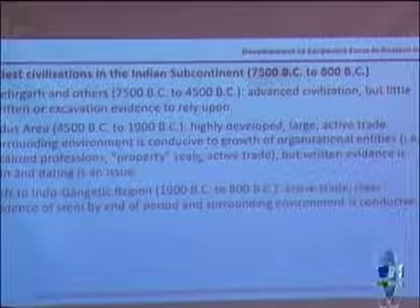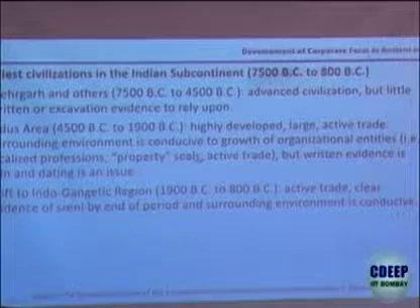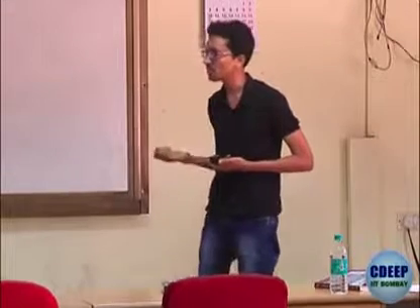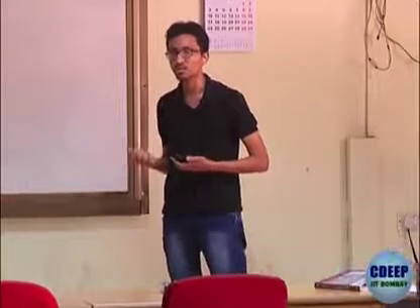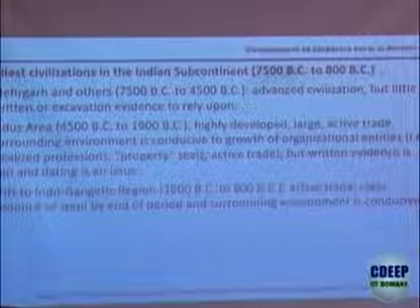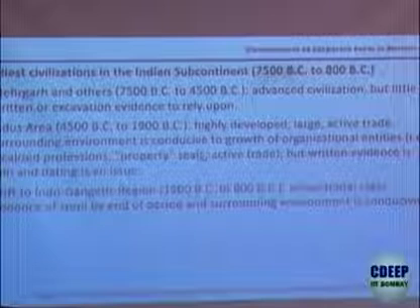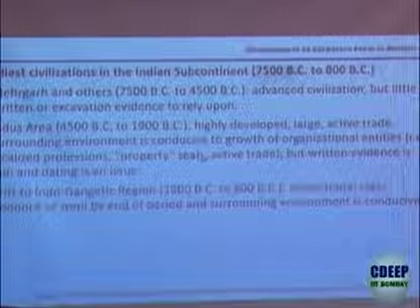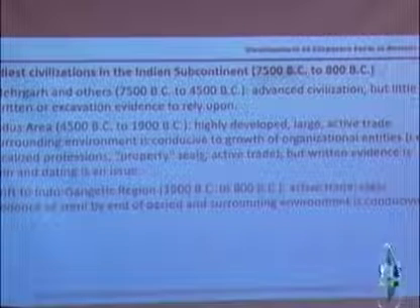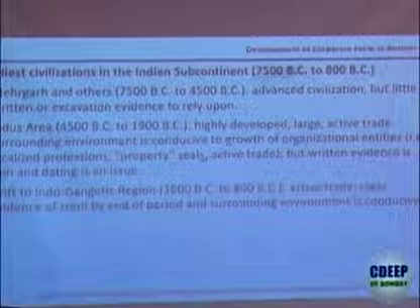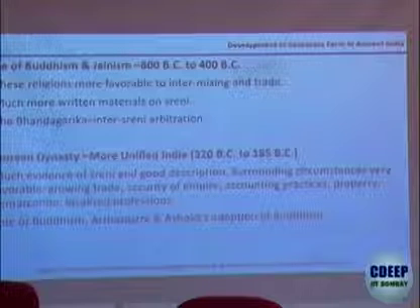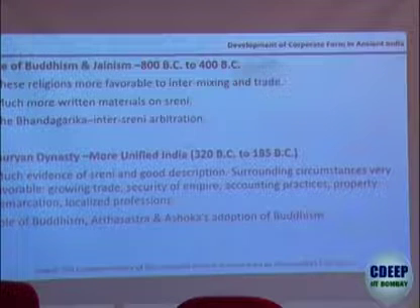Now if we see the development of corporate firms in ancient India, starting from long back in the earliest civilization, in Mehrgarh and others, during 7500 BC to 4500 BC, they were very advanced civilizations, but there was not much proof of the existence of corporate firms like Shreni. After that, the Indus era was also very highly developed, with very little evidence of Shreni or other corporate firms. After that, in 1900 to 800 BC, there is strong evidence of Shreni, and the environment was very conducive to business. Business was flourishing in that era. And after that, during 800 to 400 BC, Buddhism and Jainism were at their peak, and those religions were very favorable to business.